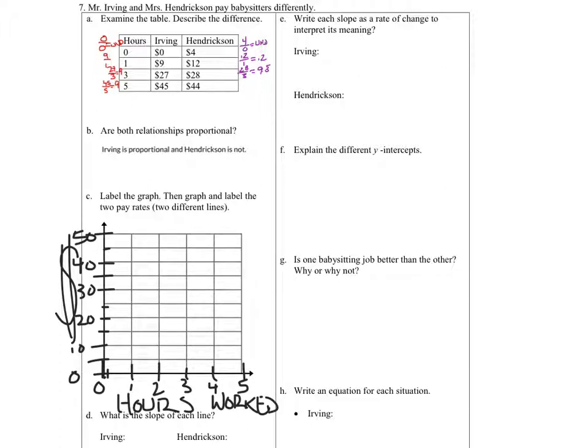Alright, let's start with Irving. Irving starts with $0 for 0 hours. And then 1 hour is 9, so that's just going to be below the 10. And then 3 hours was 27. And then 5 hours is 45. Alright, what do we connect the points for Irving?